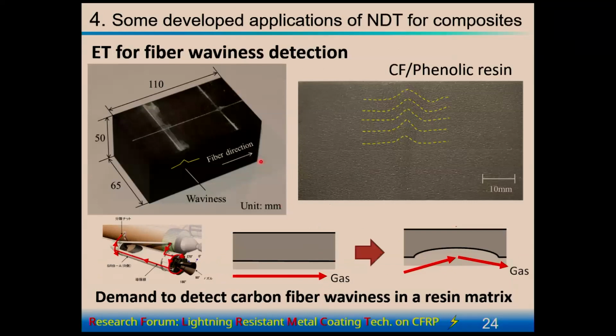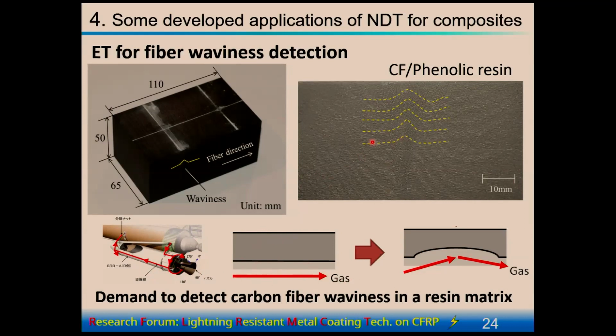So this is a composite material, carbon fiber with phenolic resin, not epoxy resin. This composite material is used for the inner side of the nozzle of a solid rocket booster and used as an ablator. And generally, this composite material's thickness is reduced like this. I mean, general erosion is caused by high temperature gas.